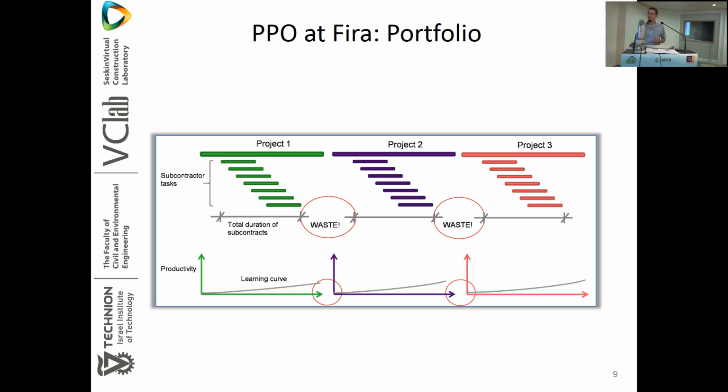So if we return to the PPO model, what has Fira Palvelut done? A typical project portfolio would look like this. We have a project, we have the subcontractors, they all do their work, we finish. Thank you very much, everybody. We'll see you next time. And then they start a new project from zero. Some of the same subcontractors, some new subcontractors. Even within the subcontractors, the teams might be different because of this gap.